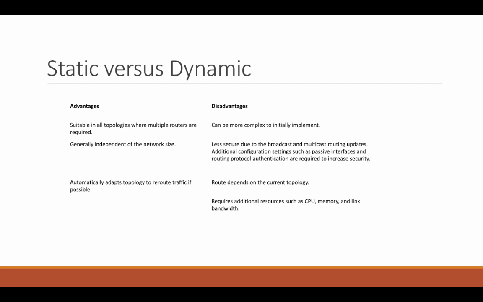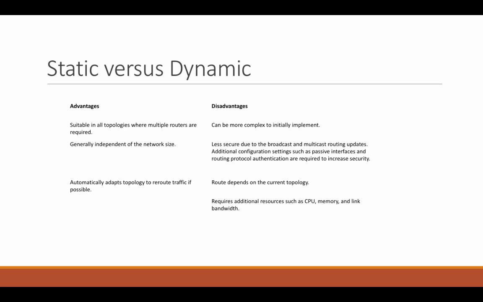The disadvantages are it can be more complex to initially implement, not just from an understanding point of view, but when it comes to actually getting the config on the routers and tweaking things to get things working. And also proving failover as well, because you have to test failover if you're doing a dynamic routing protocol. It's less secure due to the broadcast and multicast routing updates. Additional config settings such as passive interfaces and routing protocol authentication are required to increase the security, and the route depends on the current topology.